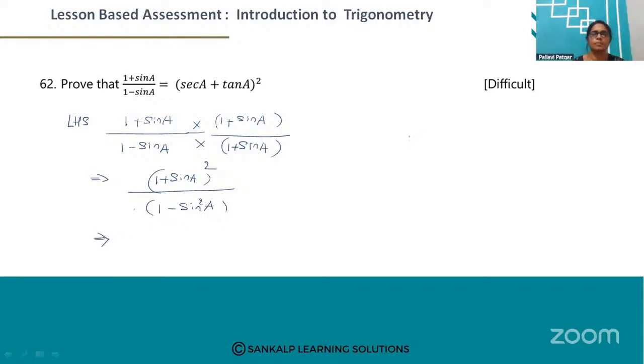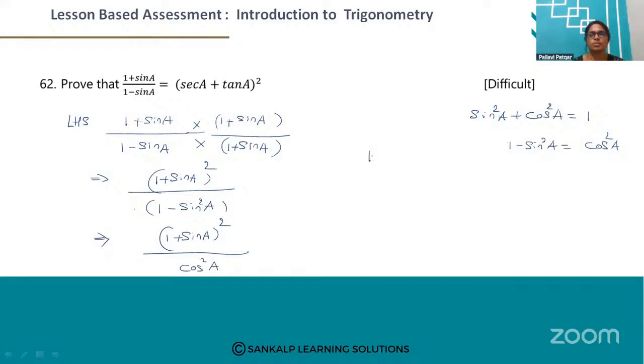So next step. So we know the trigonometric identity: sine square A plus cos square A is equal to 1. So, or, 1 minus sine square A is equal to cos square A. So here (1 plus sine A) whole square divided by (1 minus sine square A), which is cos square A.